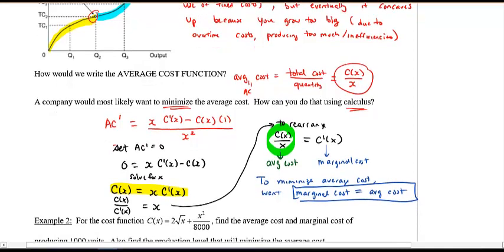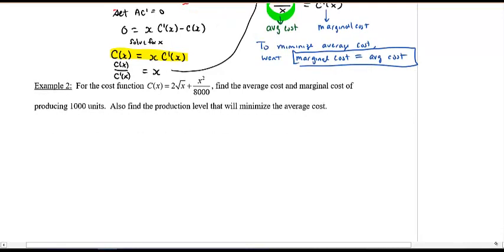So, looking at example number 2 now, I've got another cost function. Can you actually find the average cost, the marginal cost, and then find the production level that will minimize the average cost? So once again, average cost equals total cost divided by the quantity. In this case, we have 2 root x plus x squared over 8,000 all over x. And I can simplify that. That's just 2 over root x. And then x squared over x is just x, so x over 8,000.